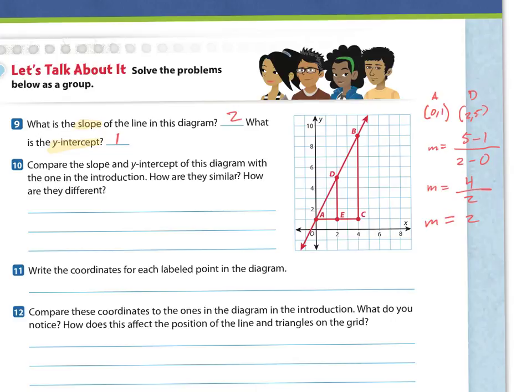Yes, x, y. So now, in both diagrams, the slope of the line is 2. The only difference is that the y-intercept in this one is 1, not 0. So we're going to write that the slope is the same, but the y-intercept is at 1.